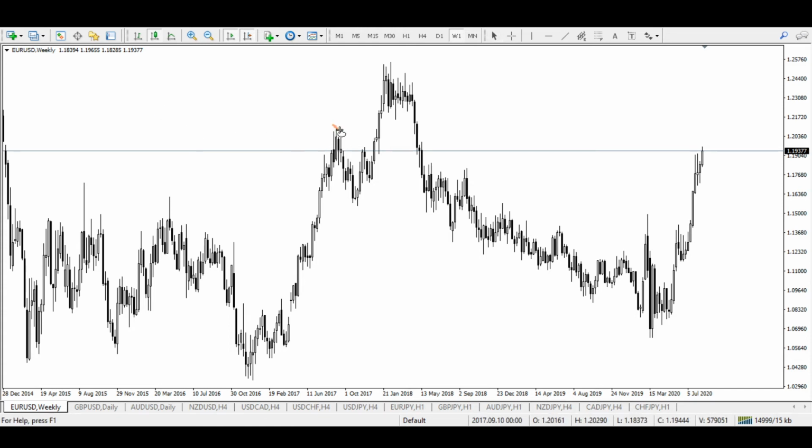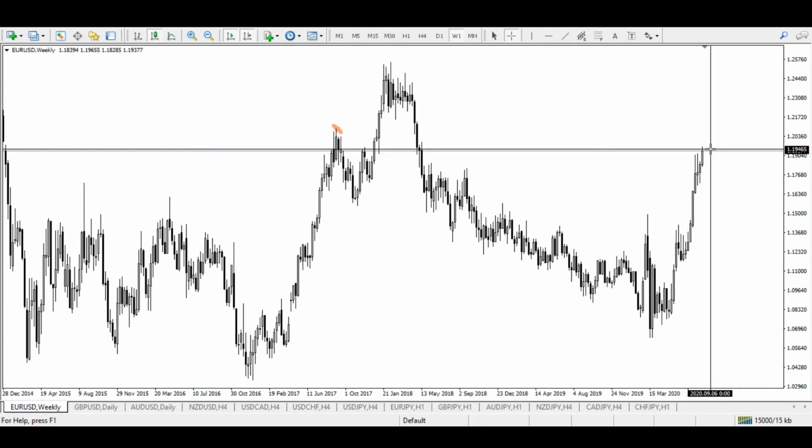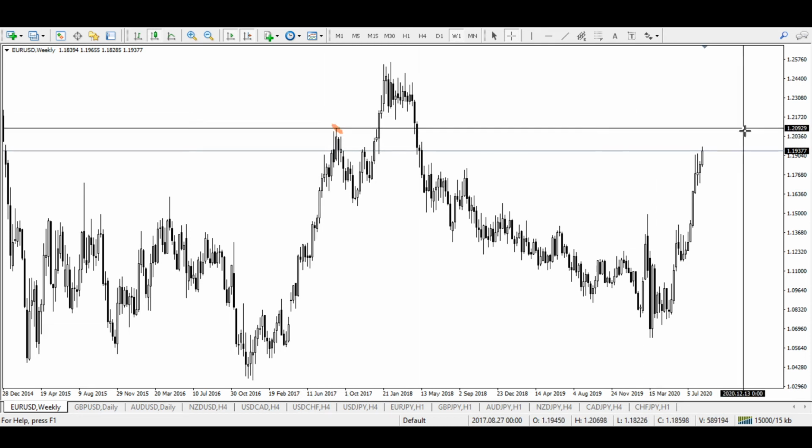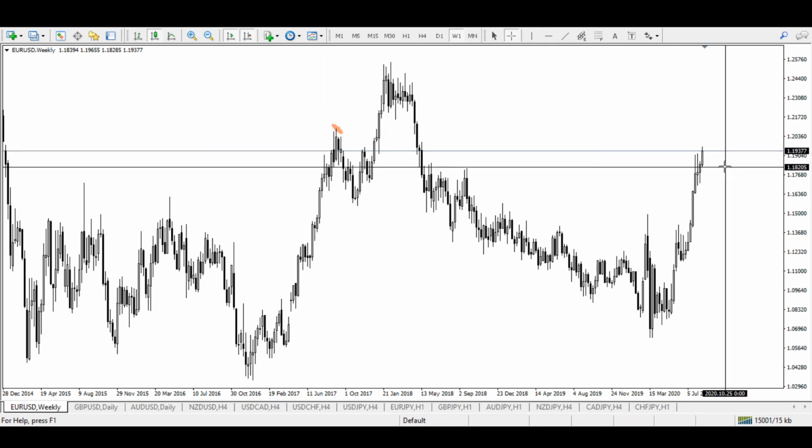So this was the high I'm talking about, and if you look at the high, this was 2091, roughly 2090. So price can reach this area before it can show any significant retracement.